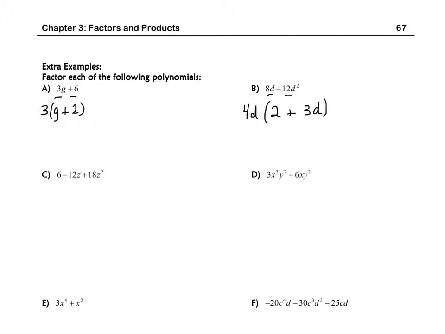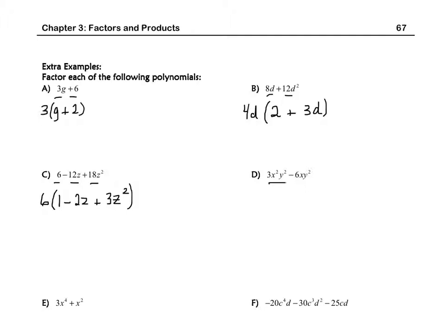And the next one, if you look at the 3 terms, they don't all have variables in them, but they all have a common factor. 6, 12, and 18 all have a common factor of 6. So 6 divided by 6 would be 1. Minus 12 divided by 6 would be 2, and you still have the z there. And then 18 divided by 6 would be the 3, and you still have the z squared.